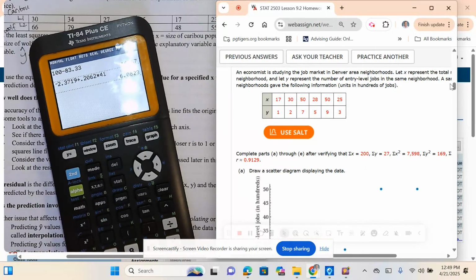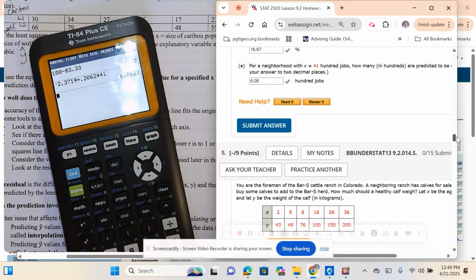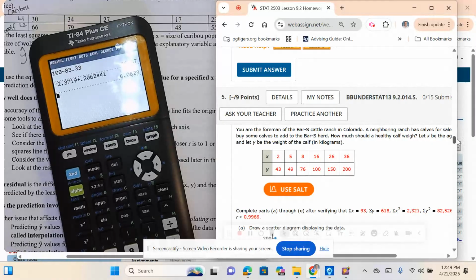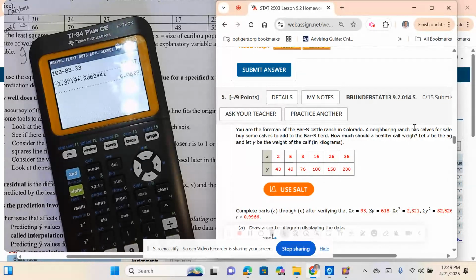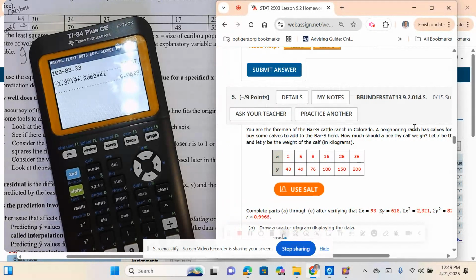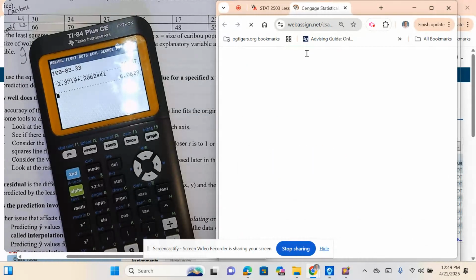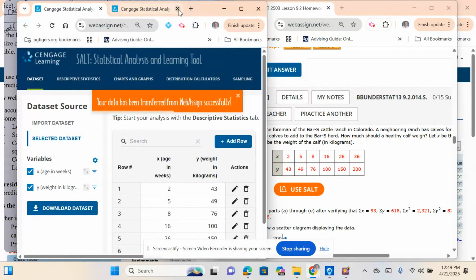All right, let's look at number 5. So at number 5, you're the foreman of Bar S Cattle Ranch in Colorado. A neighboring ranch has calves for sale. You're going to buy some calves from the Bar S herd. How much should a healthy calf weigh? Let X be the age of the calf and Y be the weight. So first thing I'm going to do is click Use Salt. I'm going to move this over here. Okay, and I'm going to get out of my previous salt window.